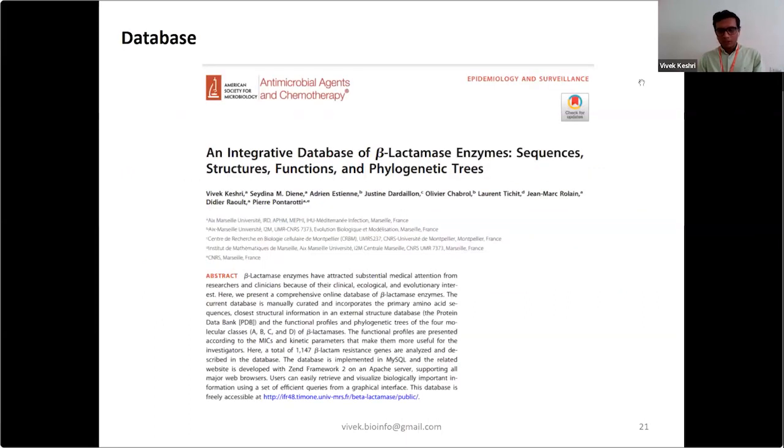In our scientific community, a lot of databases are available related to the beta-lactamase enzyme, but none of them presents comprehensive information about the sequence, structure, function, and phylogenetic trees in a single platform or database. That's why we created a database on the antibiotic resistant beta-lactamase enzyme. In this database, we reported all sequences, structures, function, and phylogenetic trees of beta-lactamases of all classes, class A, B, C, D.